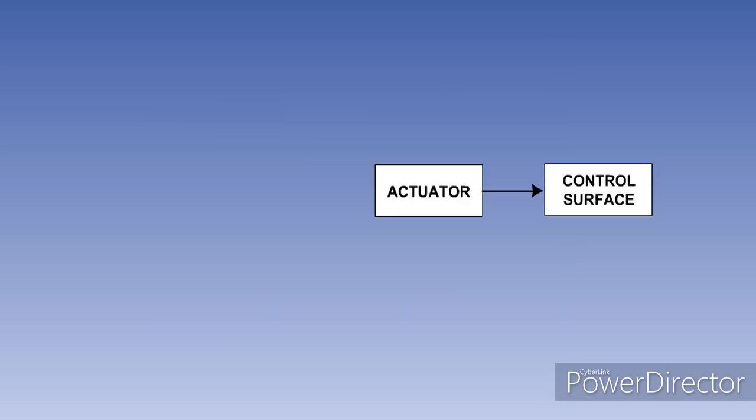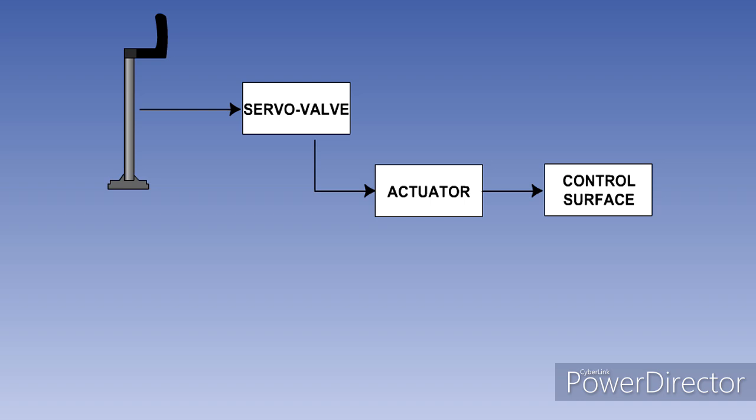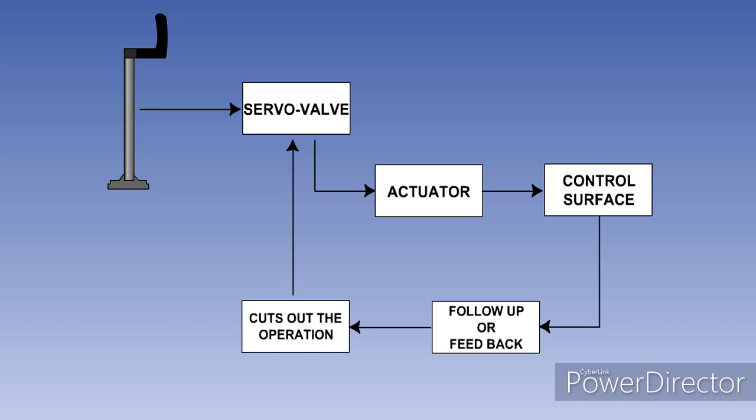A simple power-operated flying control system consists of 4 essential parts. They are a hydraulic actuator to move the control surface, a servo or control valve to control the actuator, a follow-up or feedback system to ensure that the actuator movement stops when the required displacement is achieved, and for a fully powered system, an artificial feel unit, as the pilot will not receive any aerodynamic feedback.